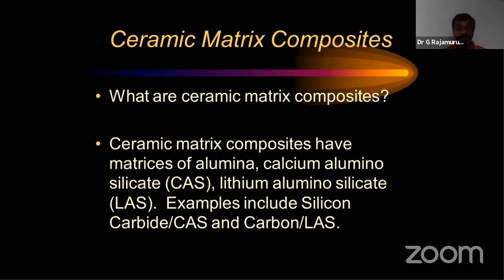But the rest of the properties, like hardness, strength, corrosion resistance, chemical resistance, and wear resistance, are excellent when compared to other composite materials. Ceramic matrix composites have these excellent properties. Okay, so ceramic matrix composites have a matrix of alumina. Alumina is nothing but aluminum oxide, Al2O3, or calcium aluminate, which is a combination of calcium and alumina. Okay, calcium aluminosilicate, that is CAS, and lithium aluminosilicate, LAS. So these are some of the examples of ceramic matrix composites, or silicon carbide.